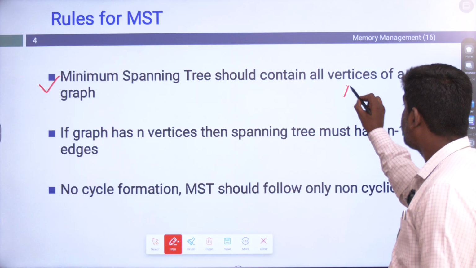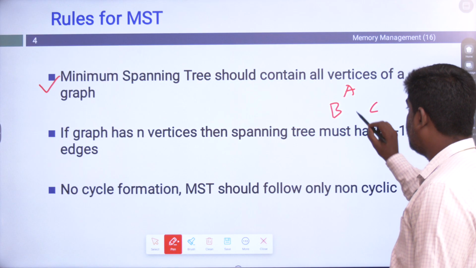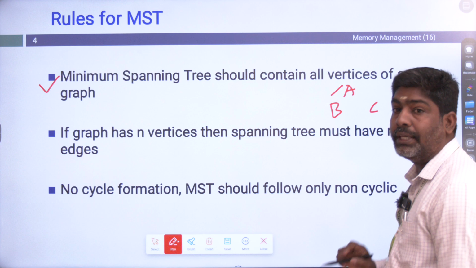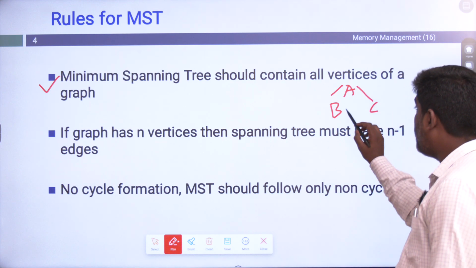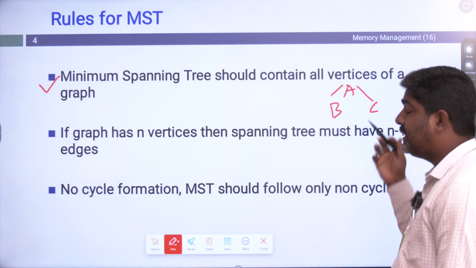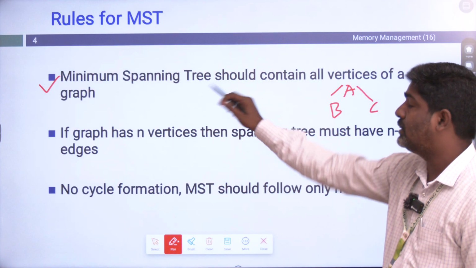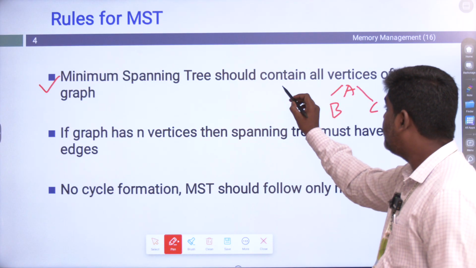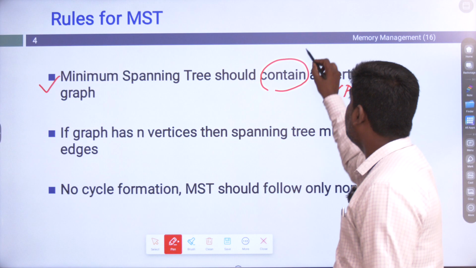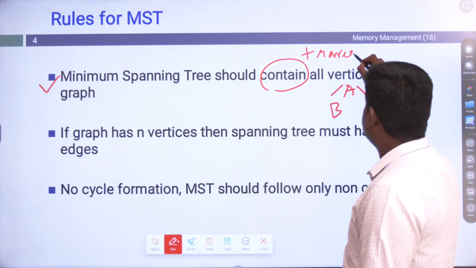For example, A, B, C. I should traverse from A to B also. I should traverse from A to C. Now I have traversed all the nodes, but I didn't form any cycle. So this is the first rule: a minimum spanning tree should contain all vertices of a graph. You can even replace the word contain and say it traverses.